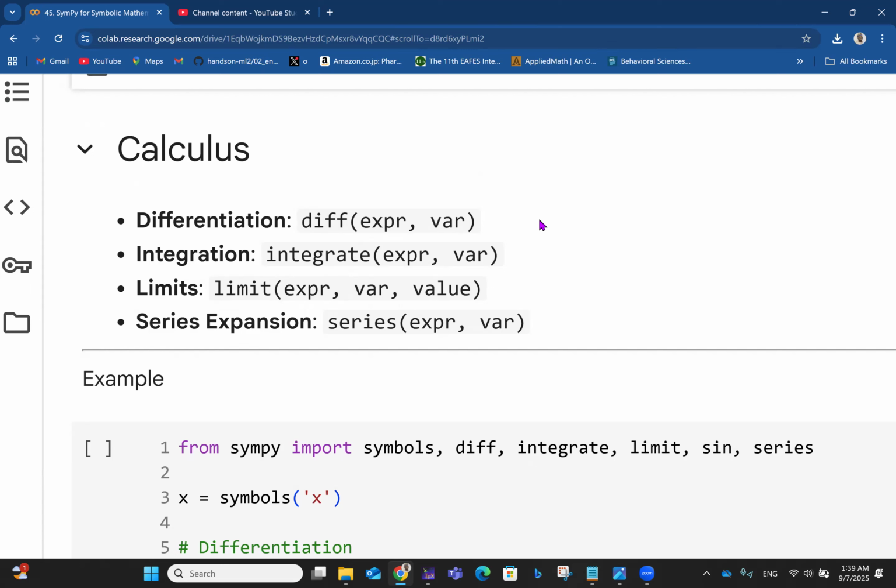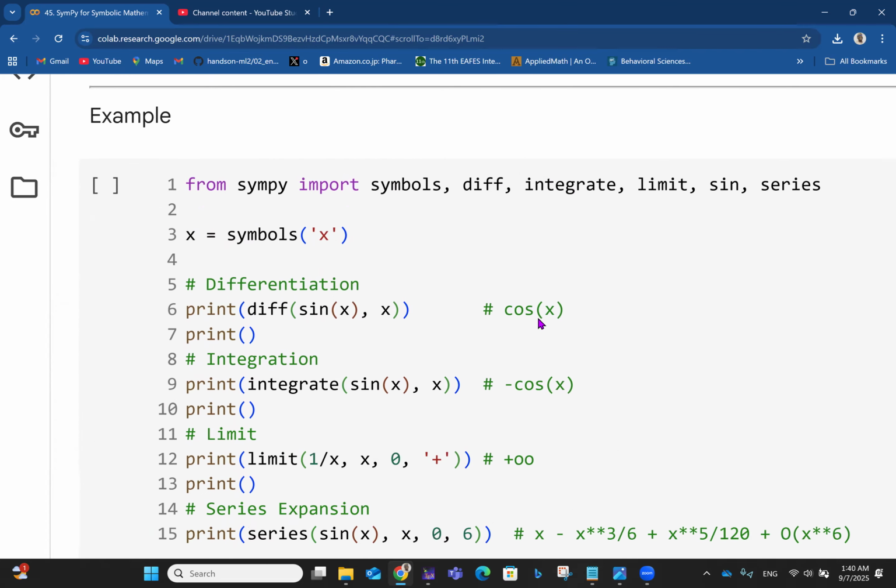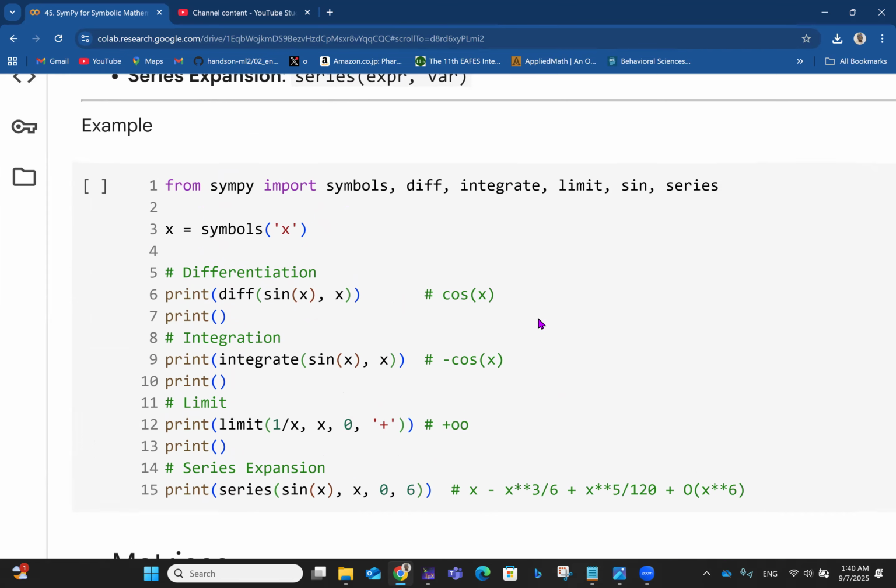So you integrate the expression with respect to a particular variable, and then you have the limit. So you find the limit of an expression with respect to a particular variable and a given value. Then you can do series expansion too of a particular expression with a particular variable like that. And of course, we have an example to pass that point.